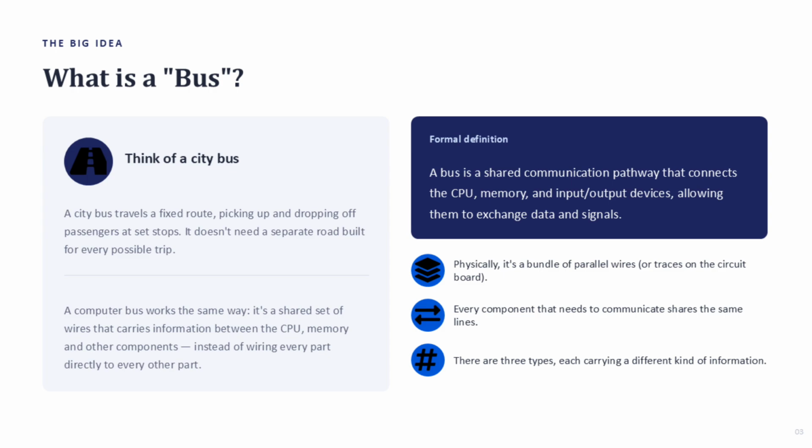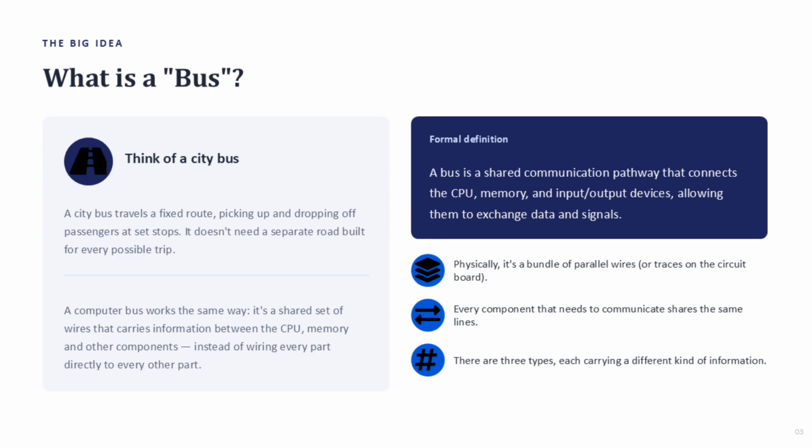We will learn about those rules later in this lesson when we discuss topics like bus arbitration and control signals. Physically, a bus isn't a single wire. It is actually a bundle of many parallel wires or electrical traces printed onto the motherboard. Each wire has a specific purpose. Some wires carry addresses, some carry actual data. Others carry control signals that coordinate communication.